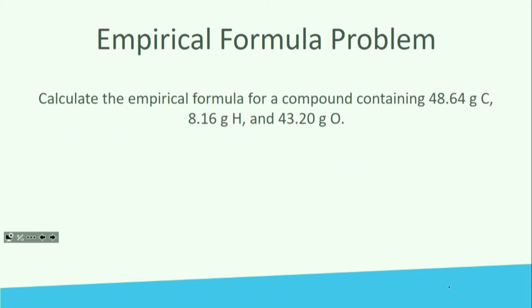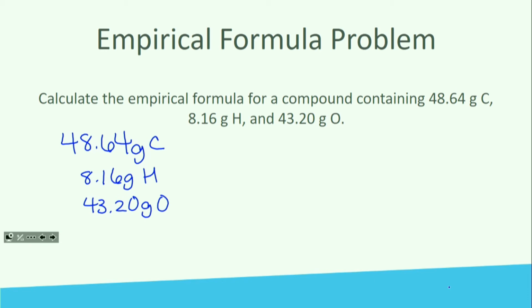Calculate the empirical formula of a compound that contains 48.64 grams of carbon. They already had it changed to grams for me, so that's good. 8.16 grams of hydrogen and 43.20 grams of oxygen. So the first step is percent to grams. That's done. The next step is grams to moles. So on the bottom, I'm going to put grams of carbon. On the top, moles of carbon. This is 1. Carbon on the periodic table is 12.01. And we're going to cross out grams and grams of carbon, and I'm left with moles of carbon.